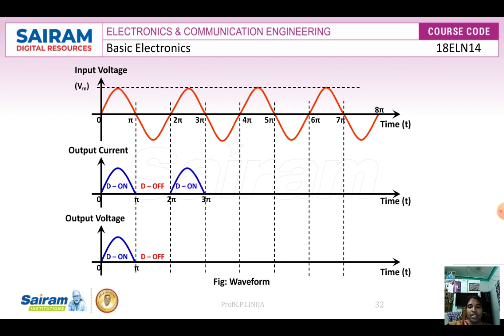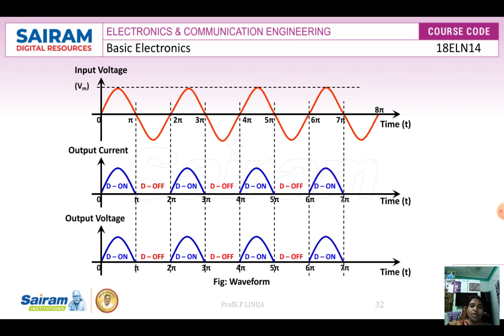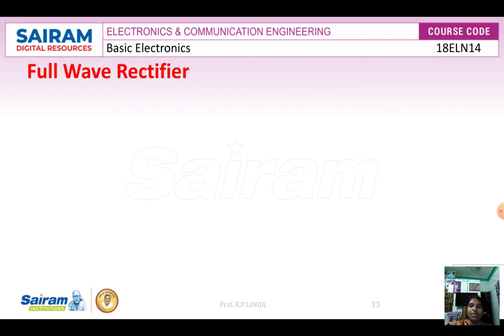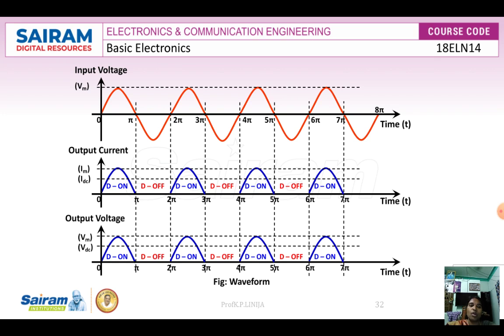Since the diode is biased only for the positive half cycle, this type is called a half wave rectifier. Hope everybody understood. The maximum level of current is represented by Im, and the maximum voltage by Vm. Clear, all of you? So these are the basic operations of the half wave rectifier.